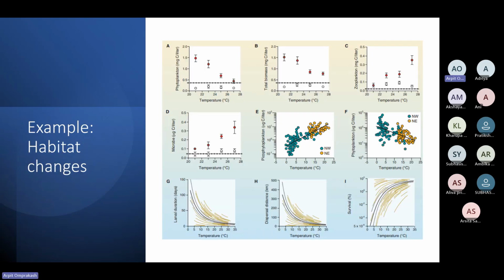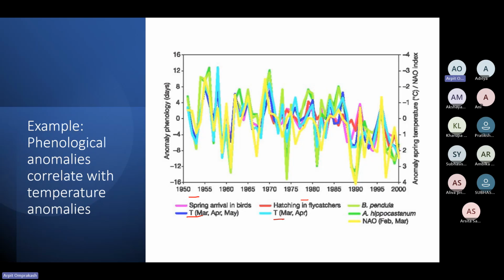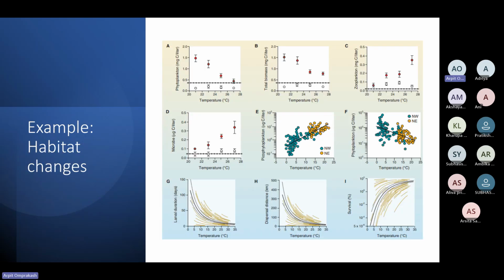So this is an example of how we are seeing phenological anomalies that are correlating with temperature anomalies, telling us that these are the effects of climate change. These phenological shifts are effects of climate change that are coming about due to disruptions and anomalies in the temperature. Here we see how habitat changes.